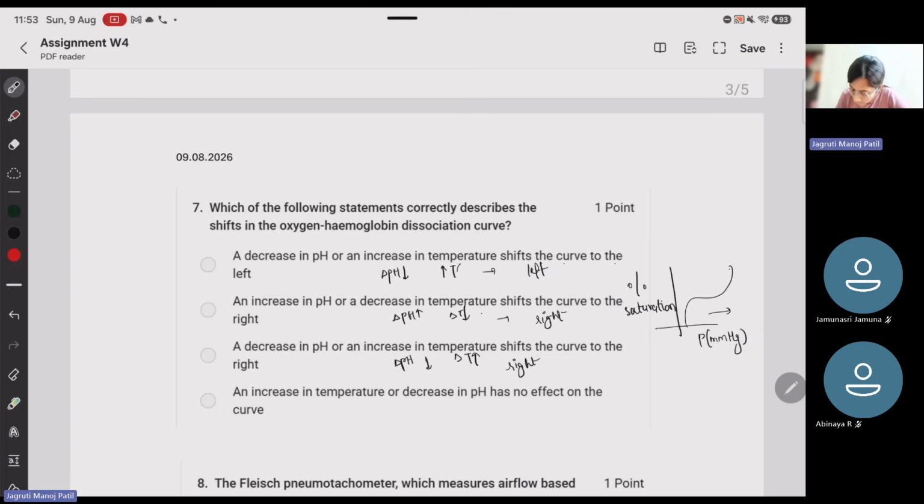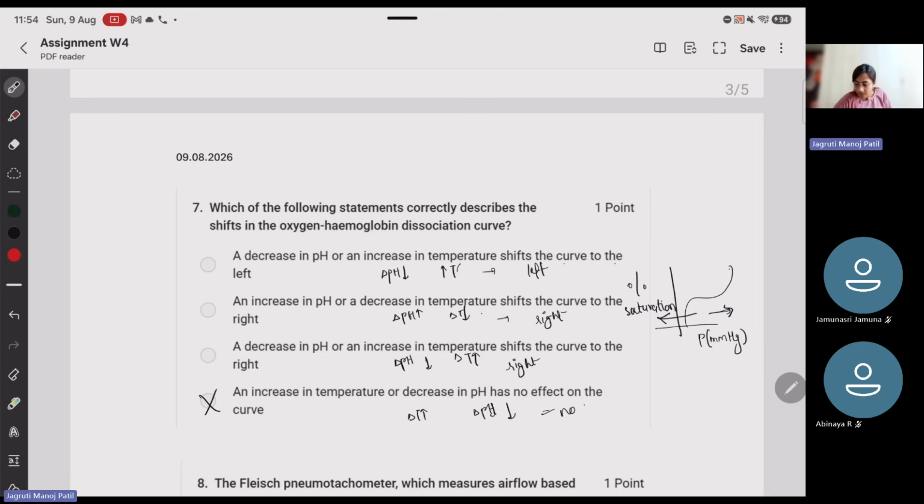Well, this is not possible. And then an increase in temperature or decrease in pH has no effect. Well, this is not true, because it will essentially shift. The amount of shifting towards the right tells us that at higher pressure the blood is getting oxygenated or saturated. At lower pressures, it's not. It's only increasing at that point.